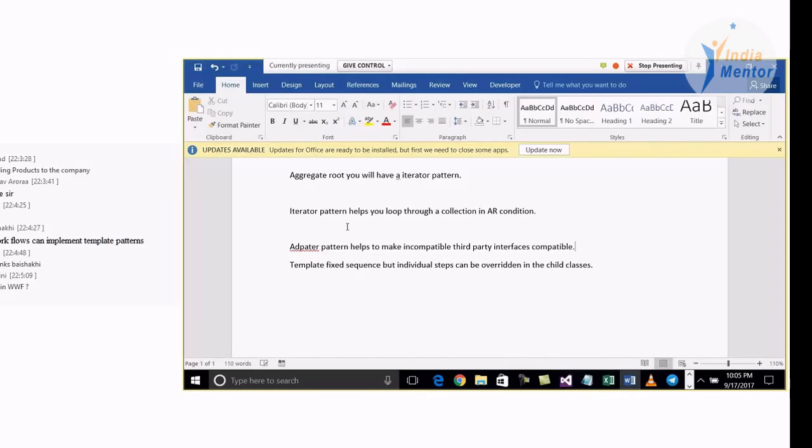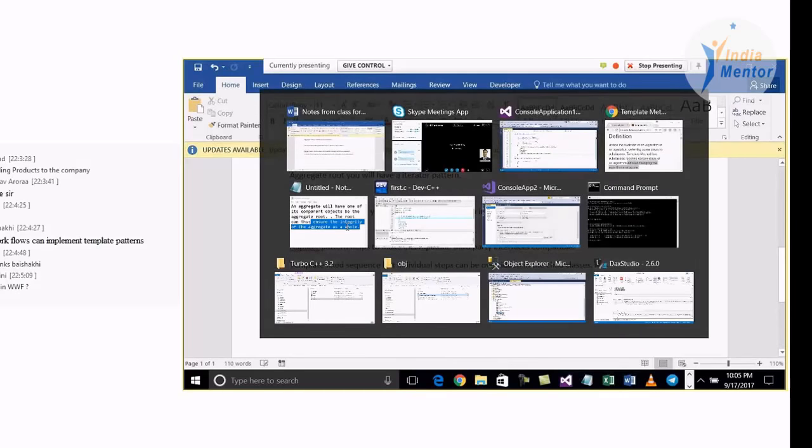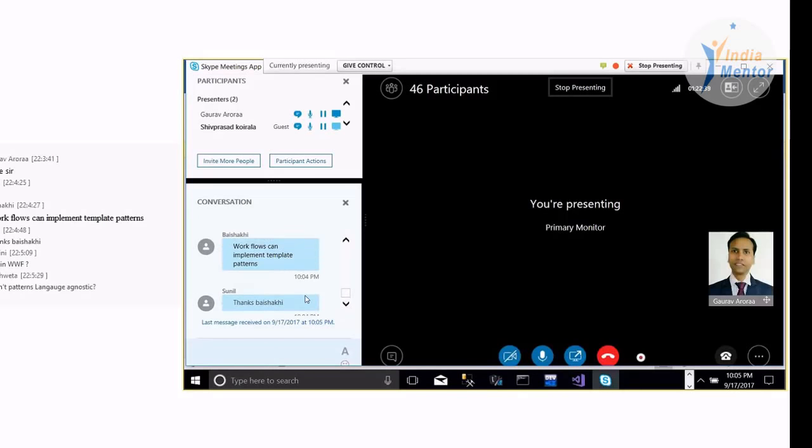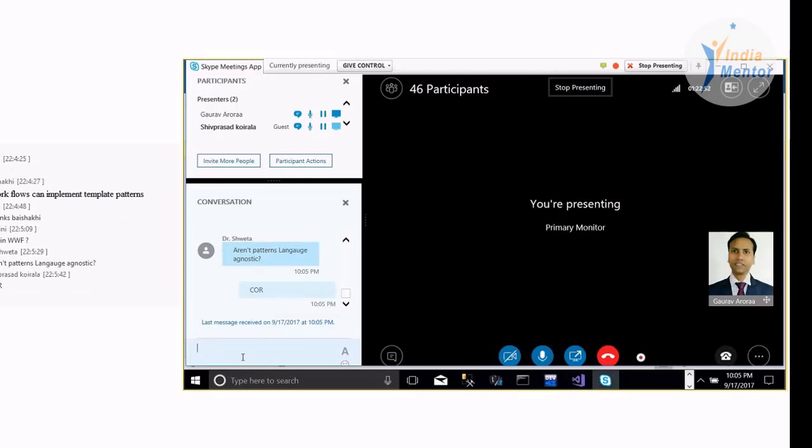We just went through simple 4 or 5 patterns, but this must have given you an idea of what a design pattern is. At least how you should think, how you should go about reading it, how you should go about implementing it. Workflows can also implement patterns. Okay, for workflow I will not say you should implement this pattern. For workflow, look into chain of responsibilities, COR. You can have a look at chain of responsibility.